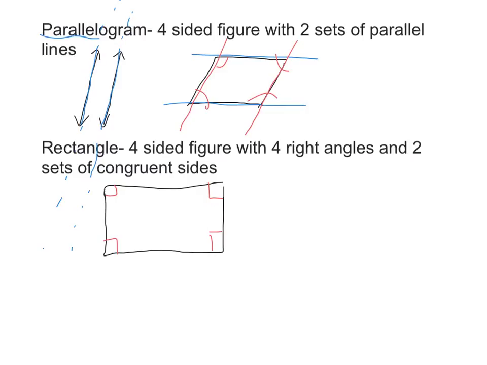It will have two sets of congruent sides. So here I have my top and my bottom that are congruent, and then my sides are congruent, which is why we can see the really long, skinny rectangles. And that's how you first learn to identify a rectangle.